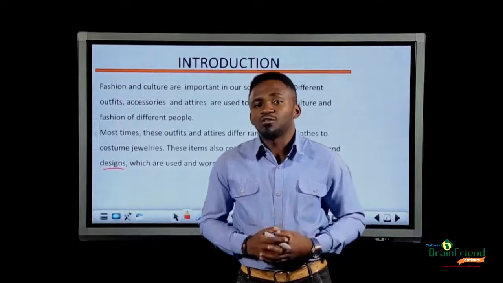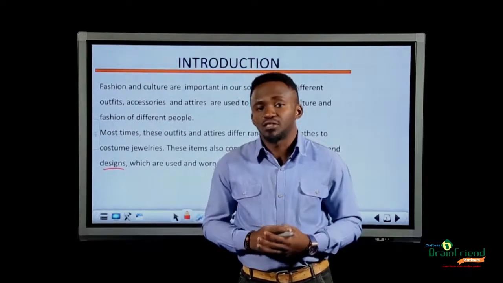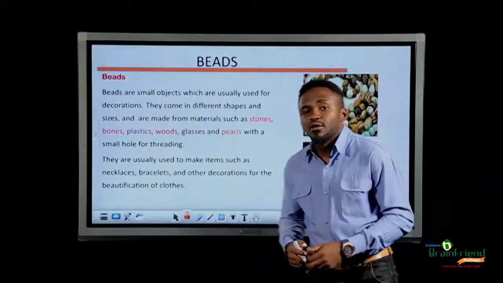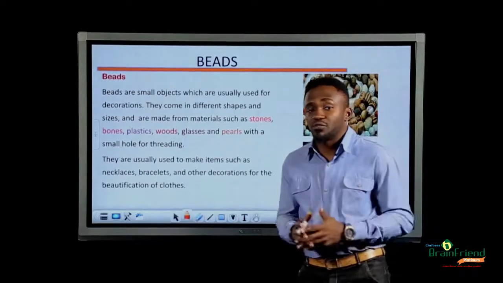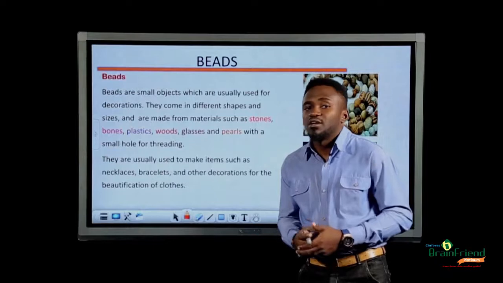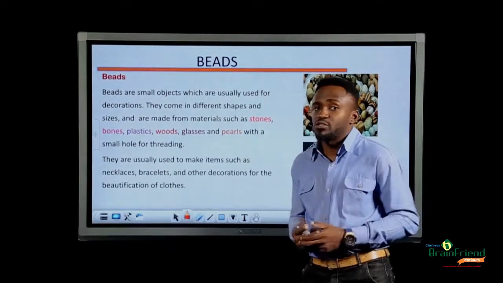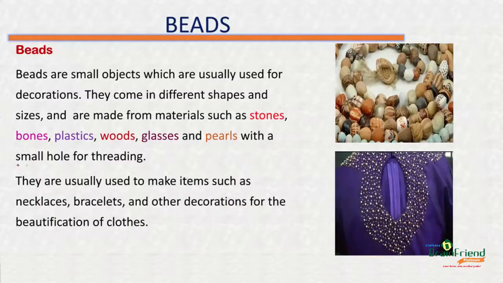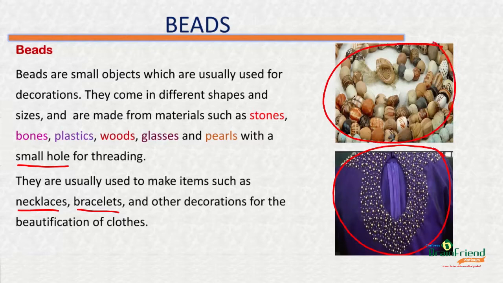Now, let's move on to see one of the materials which we can use to make some of these accessories, which are beads. Beads are small objects which can be used for different purposes, such as fashion and decoration. They are made using materials such as stones, bones, glasses, plastic, wood, and so on. These beads have small holes which allow the passage of beading thread. They are usually used to make items such as necklaces, bracelets, and other decorations for the beautification of clothes, just as we can see on this image. And this other image shows us examples of beads.